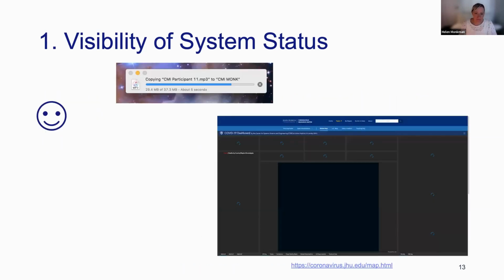Some examples of that you might have seen are if I drag something into another folder, if I'm copying something somewhere, it will show me a progress bar and it will tell me about how long it's going to take. So it's telling me that things are happening, that my drag and drop was successful and I'm copying it somewhere, and it lets me know how long it's going to take. So this is a really good example.